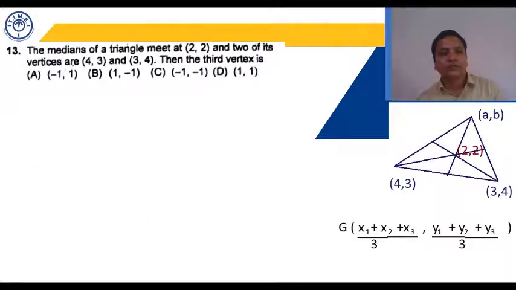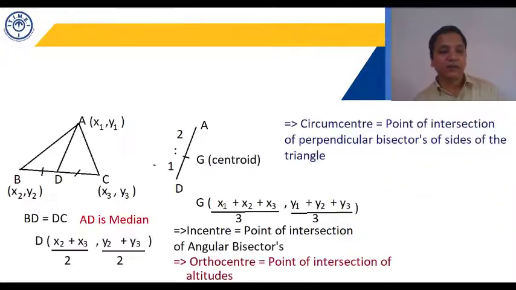Let's move to the questions. Question 13. The medians of a triangle meet at (2, 2). Now, there are three medians in a triangle and they meet at a point which is called the centroid. And the centroid divides the median in the ratio 2:1. We had just seen, if we go back, centroid G divides AD in the ratio 2:1, 2 towards the vertex and 1 towards the side.